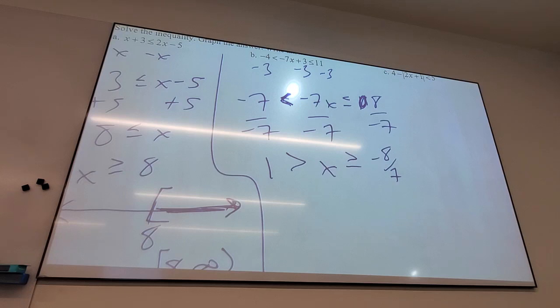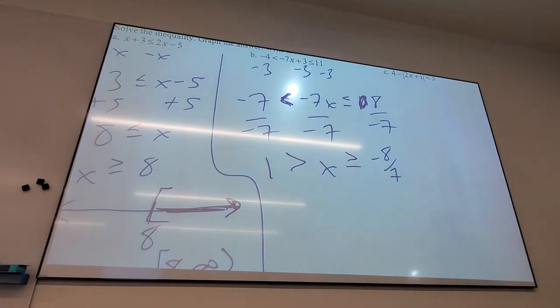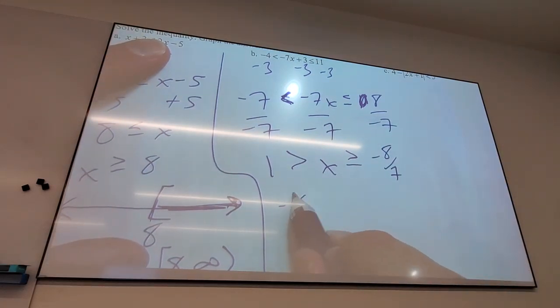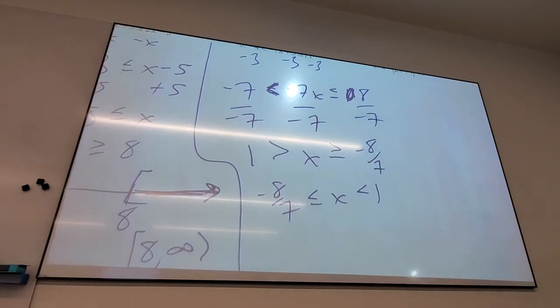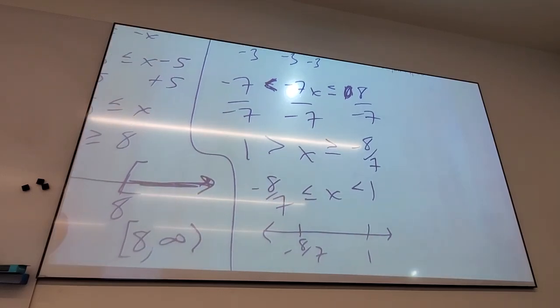Did I talk to you about why we flipped the inequality symbol? I did. Okay, good. So I would write this like this. If I read it this way, it says negative 8/7 is less than or equal to x, which is less than 1. Now that looks better, from smallest to biggest, right? So how do I graph it? That's right, kids. You put a negative 8/7 and a 1.